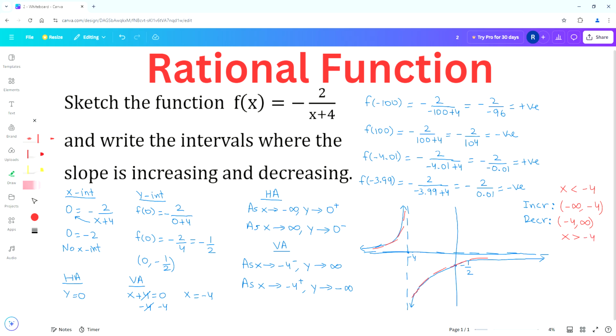So these are the intervals where the slope for this function is increasing and decreasing. These are the steps you have to keep in mind to solve a problem like this one.